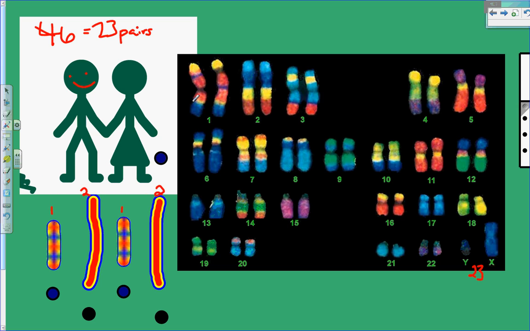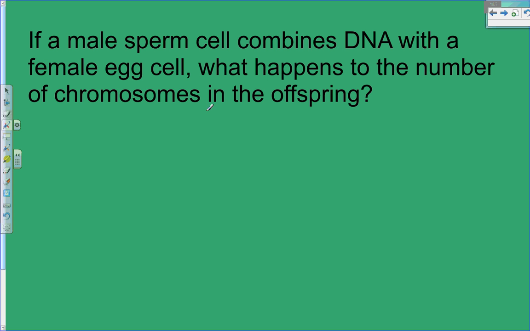So if a male sperm cell combines the DNA with a female egg cell, what happens to the number of chromosomes in the offspring? Well, you can see where this would become a problem. If egg and sperm both carried 46, so 46 plus 46, that means that each time we reproduce, we'd be doubling the number of chromosomes in the cell.